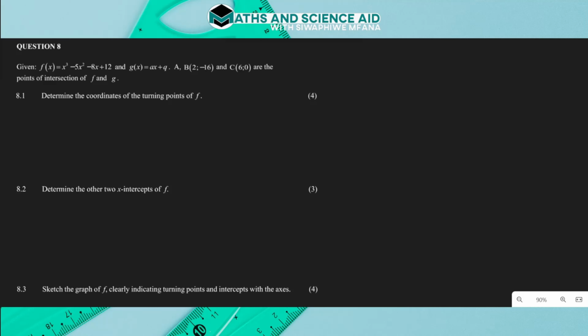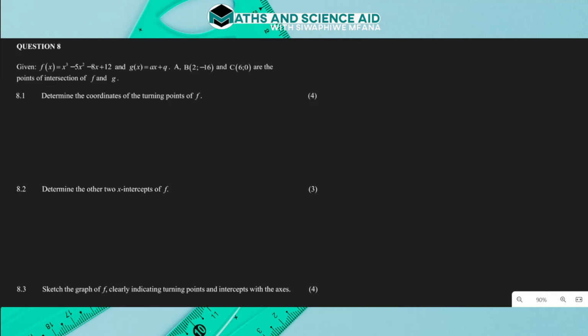So here we are given an equation of a cubic polynomial and a general equation for a linear graph. As we can see, it's ax plus q and the highest power of x is 1. And now they say A, B with coordinates (2, -16), and C with coordinates (6, 0) are the points of intersection of f and g. So these two graphs intersect 3 times at points A, B, and C.